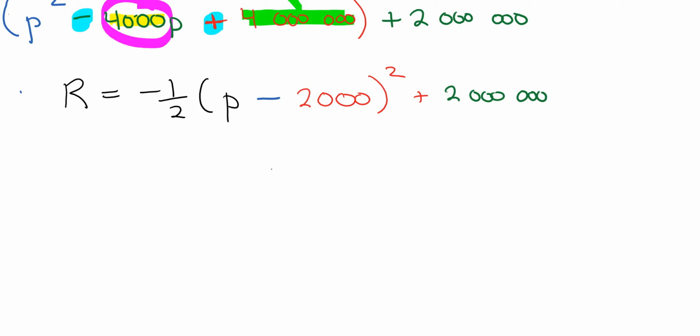And once you complete the square, the vertex is pretty easy to find. It's 2,000, and the y coordinate is 2 million.